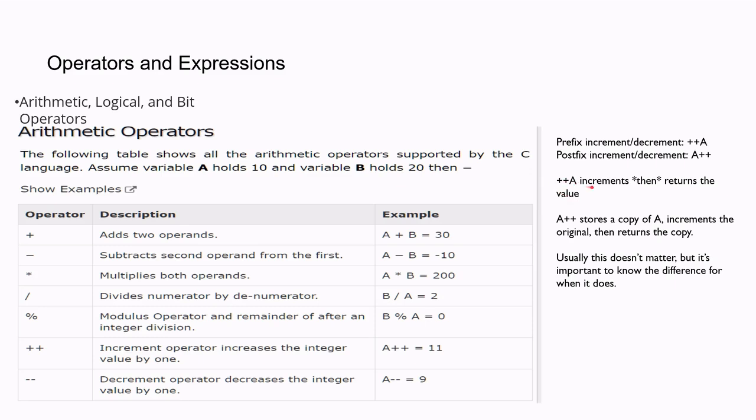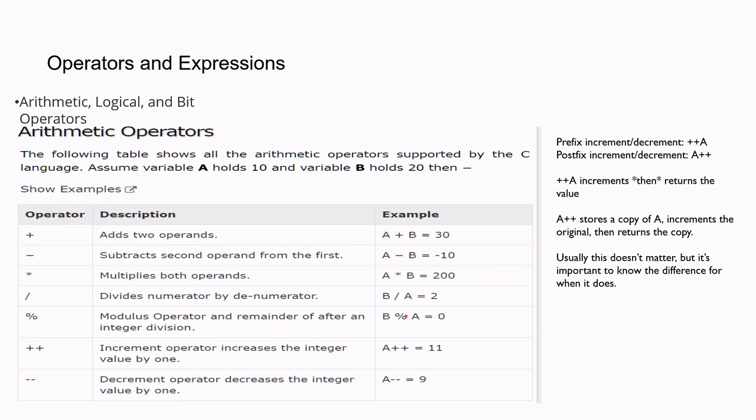Plus plus a will increment the value and then return the new value. A++ stores a copy of a in memory, increments the original one, and then returns the copy, which still has the old value. Under most circumstances, this isn't going to matter, because a lot of the time you're just doing the plus plus on its own and not as a part of something else. But in the circumstances where it does matter, it's very important to know the difference. It can be the difference between your code working and it not working.